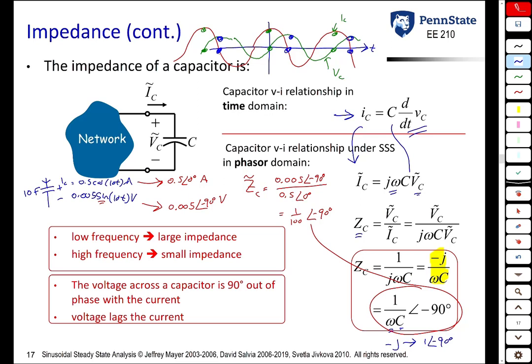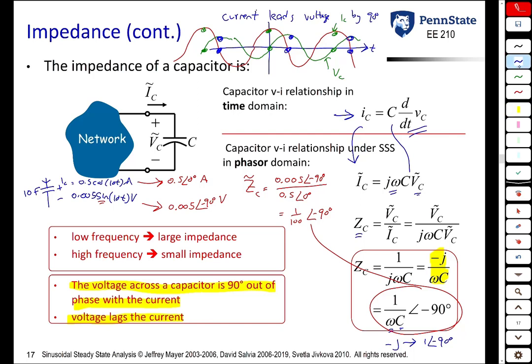And what we see in this case, the current waveform peaks earlier than the voltage waveform. So we say the current leads the voltage by 90 degrees, or we say that the voltage lags the current by 90 degrees. So once again, in a capacitor, just like the inductor, the voltage and current are 90 degrees out of phase, but in a capacitor, the voltage lags the current. In an inductor, the voltage leads the current.